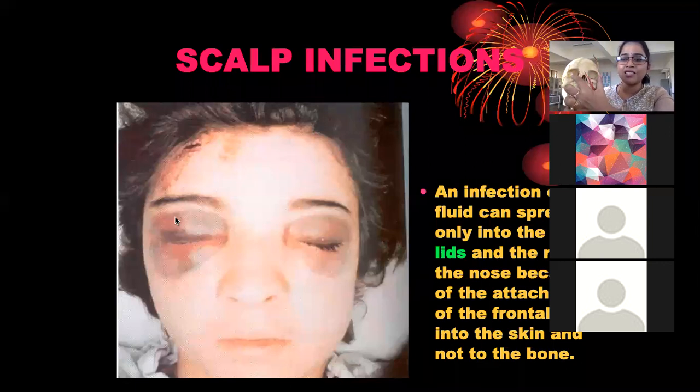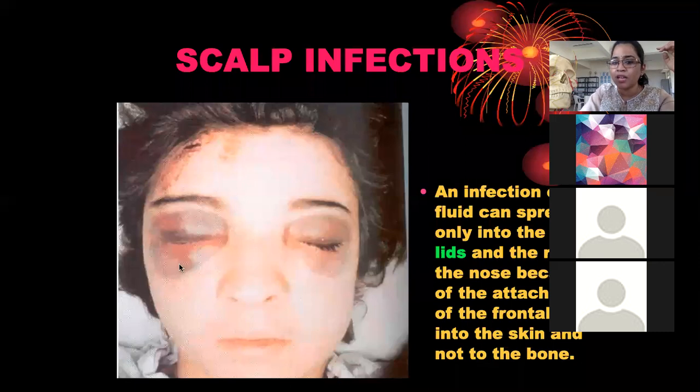The eyeball is only 1/6 of the orbit. So all your vision is actually focused in the eyeball. The rest of the tissues are present around the eyeball. So see here, accumulation of infectious fluid. If there is any injury or fractures, skull fractures, the blood will start draining from here and then accumulate around the eye.